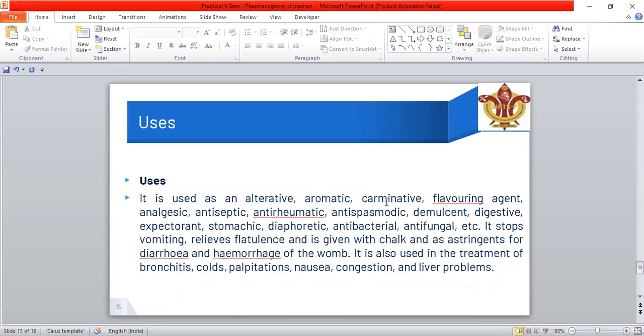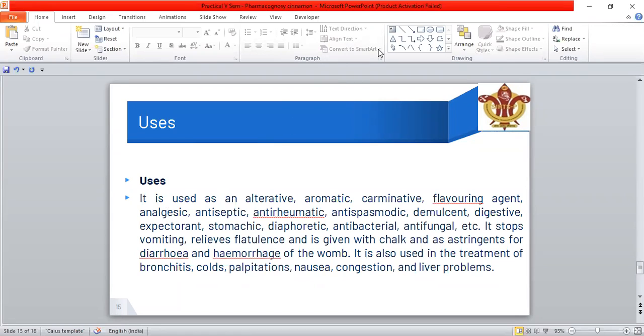It stops vomiting, relieves flatulence, and is given with chalk and as an astringent for diarrhea and hemorrhage of the womb. It is also used in treatment of bronchitis, cold, palpitation, nausea, congestion, liver problem. So you can see this is so much use of cinnamon. That's why cinnamon is basically a drug which is now being used in every home for the sake of preventing oneself from COVID. Everybody is using it because of so many properties, and it is used to treat bronchitis. So it is being used as a drug as such in COVID-19.